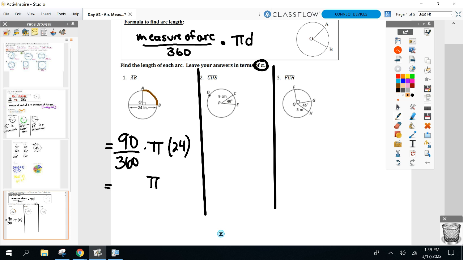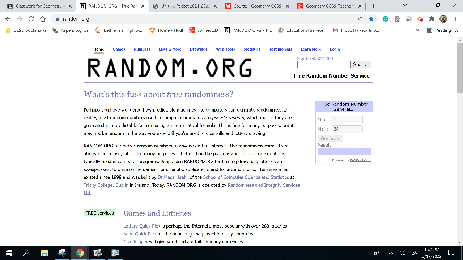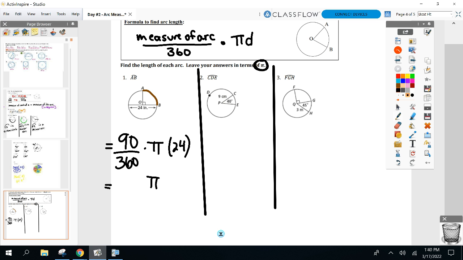So what am I in charge of doing? 90 over 360 times 24. Pi's already there. I'm not calculating pi here. That's what I'm in charge of right now, because pi has already been moved to the answer. I don't want to use the pi button a second time. Leave the pi in your answer. So 90 over 360 times 24, and you end up with 6 pi, and then everyone remember your good old units: 6 pi inches. That's in terms of pi.